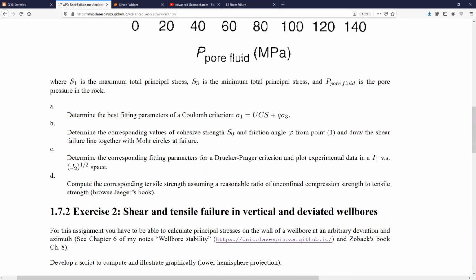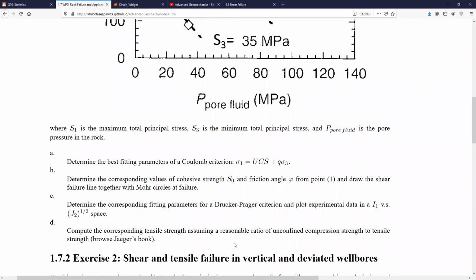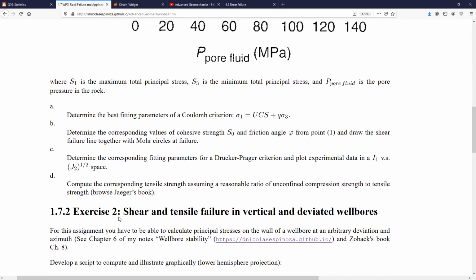And the last point asks to estimate the tensile strength of this same rock, assuming relationships that are given in Jaeger's book. If you go to the part of tensile strength, you will see that many times you can relate the tensile strength to the value of UCS or to the value of the cohesive strength. So please do a little bit of literature review and find that value, because you're going to need it in the second problem.